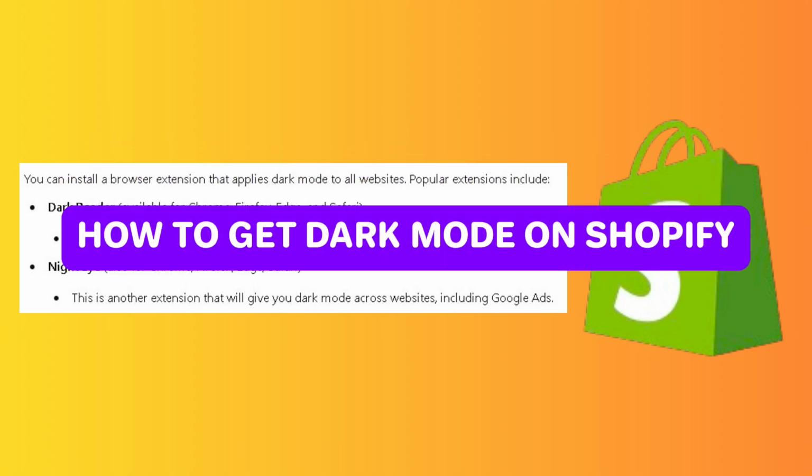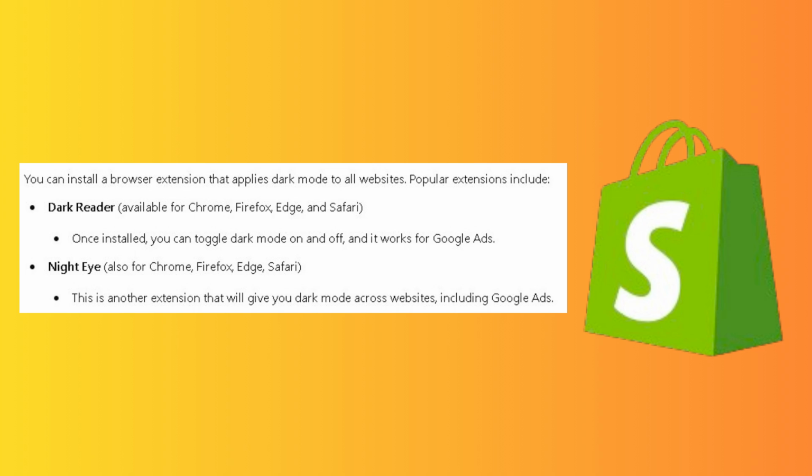In this video, you will learn how to get dark mode on Shopify. First, you can install a browser extension that applies dark mode to all websites on Chrome. The popular browser extensions are Dark Reader. Once this is installed, you can toggle dark mode on and off, and it works for all of Chrome sites.